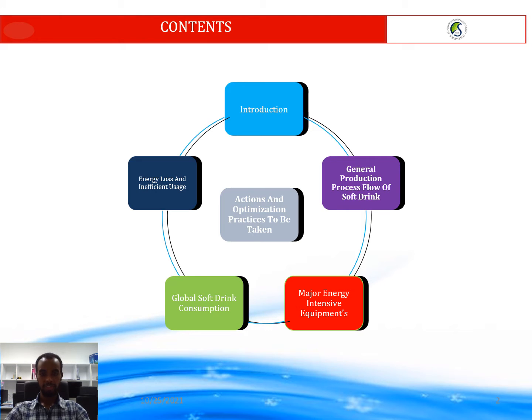In my presentation, I'll try to cover an introduction about soft drinks, the general production process flow diagram of soft drinks, and the major energy intensive equipments in the industry, then the global soft drink consumption, energy loss and inefficient use of energy, and finally I will try to cover actions and optimization practices to be taken for improving energy efficiency in the industry.